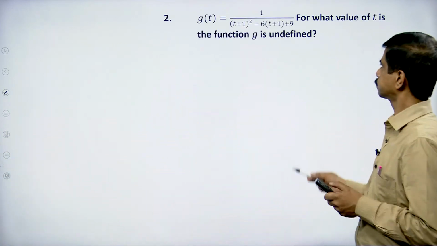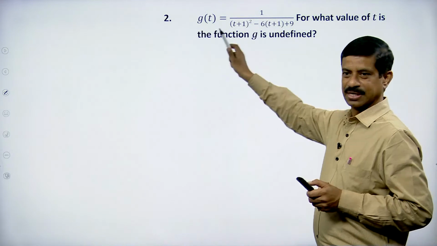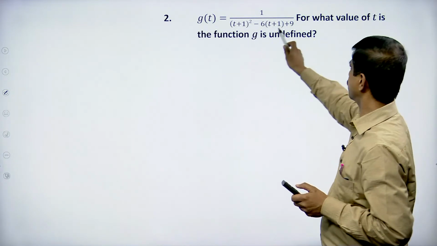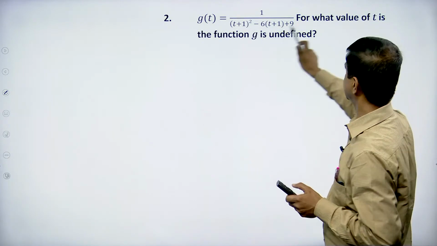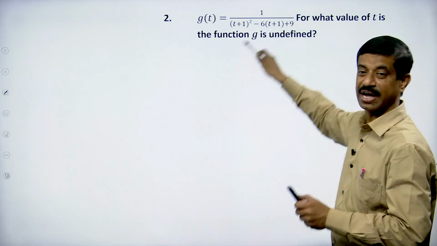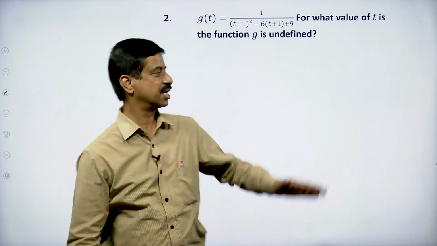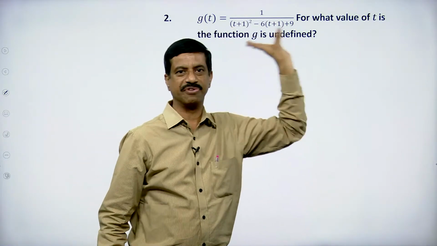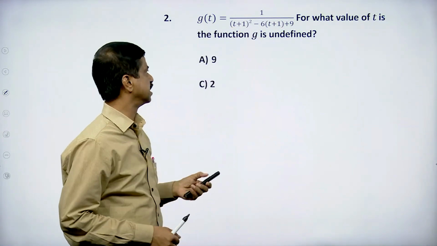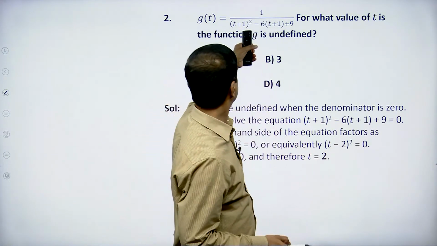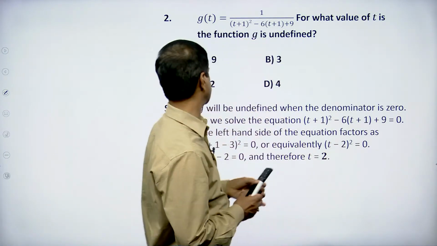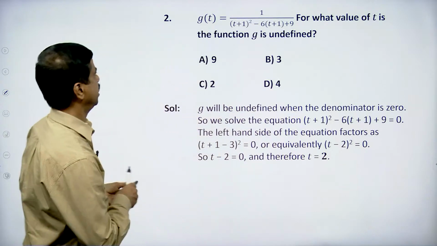Look at this. g of t, you are finding the variables in the denominator. For what value of t is the function g undefined? Undefined means what? Denominator becomes 0, it is undefined. So, take the denominator equal to 0, you will get t plus 1 whole square minus 6 into (t plus 1) plus 9.